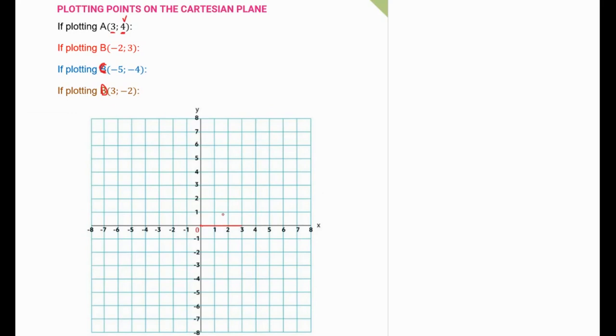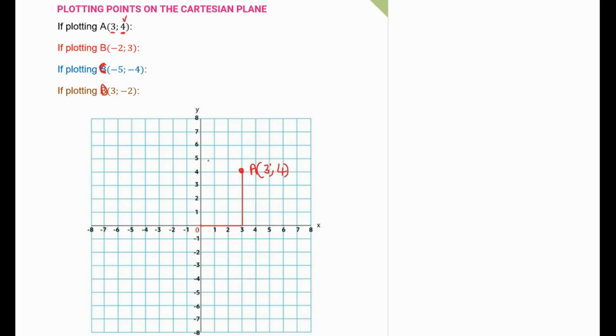And then our y is 4. If y is positive, we go upwards, and if y is negative, we go downwards. So y is positive, we count 4 units going up: 1, 2, 3, 4. We plot our point, which is this point here, and then we have our point A. The x coordinate is 3 and the y coordinate is 4. This is point A.